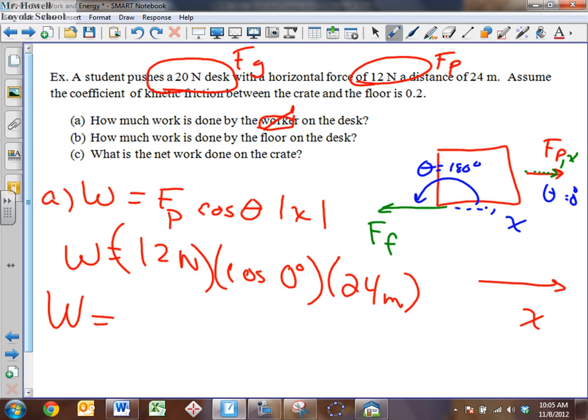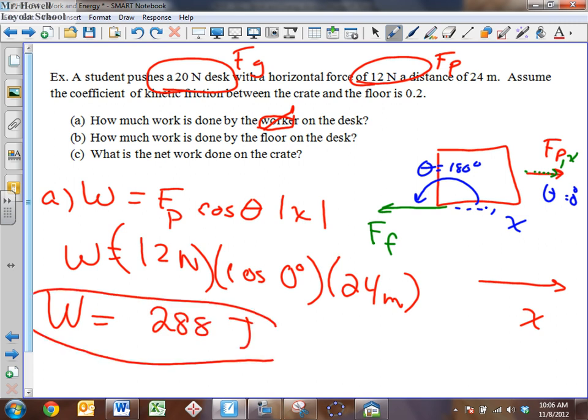What do I get? 288? Is it just 12 times 24? Yes, because cosine of 0 is just 1. 288. Okay. Units of, what does J stand for? Joules. All right. Let's look at part B. Somebody tell me, what is my force that is acting from the floor on the desk in part B? Friction force. Very good, Masha. Friction force. So let's take a look at part B now.